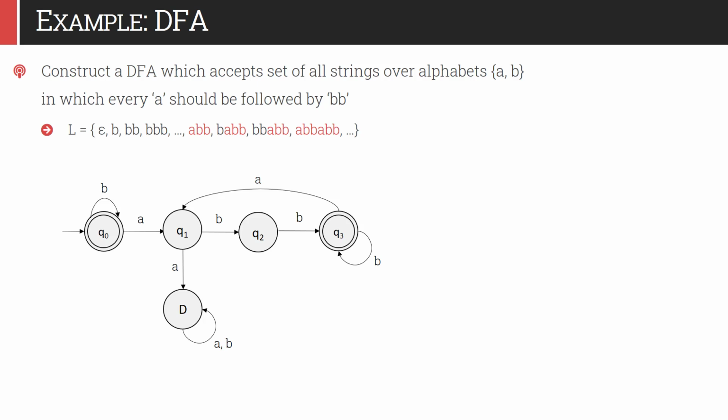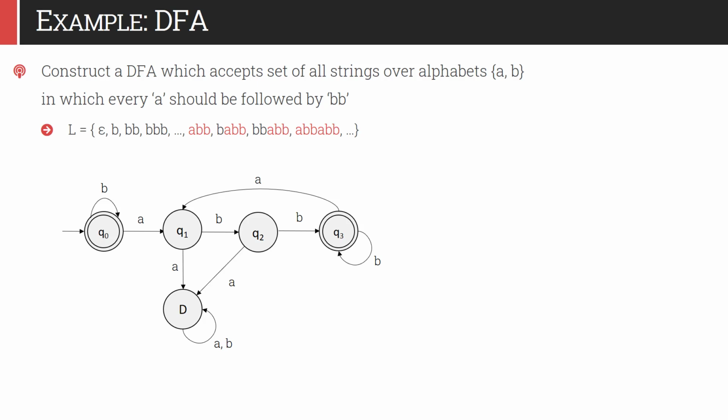So that will lead us to the dead state. Similarly, if we are in Q2, b is already read out. If we read a, then see what happens. From Q0 to Q1 it's a, Q1 to Q2 it's b, and from Q2 if we generate an arc of a, then there will not be 2 b's after the first a or from the initial a. So that will also lead us to the dead state.